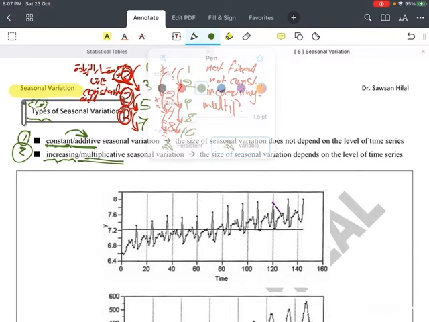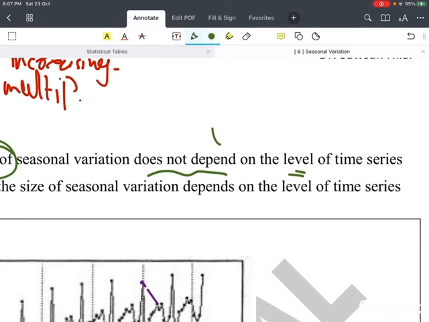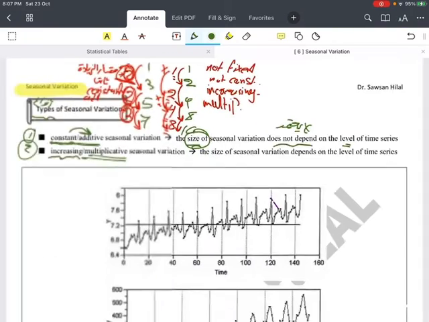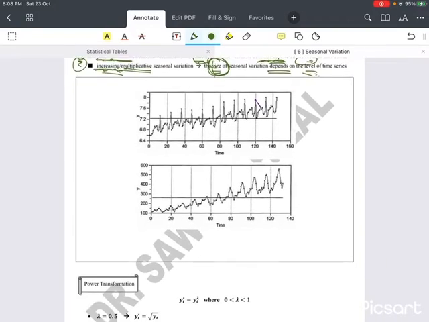It says here that if it is constant, that means the size does not depend on the level. The size of the seasonal variation does not depend on the level of the time series, whereas in the increasing case the size depends on the level of the time series. So this is about the types, the definition.